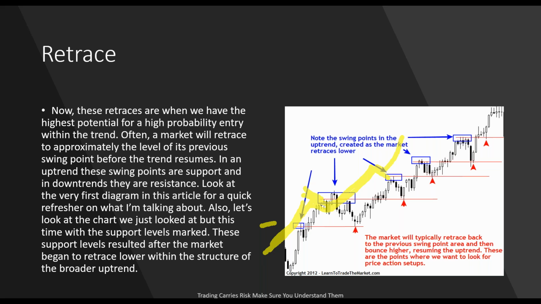So often a market will retrace approximately to the level of its previous swing point before the trend resumes. In an uptrend, these swing points are support, and in downtrends, they are resistance. Look at the first diagram for a quick refresher. So let's look at the chart we just looked at, but this time with the support levels marked. And so we have our support levels on here. Now we can use Fibonacci retracement levels, we can use pivot points, or we can use eyeballing to come up with these levels.